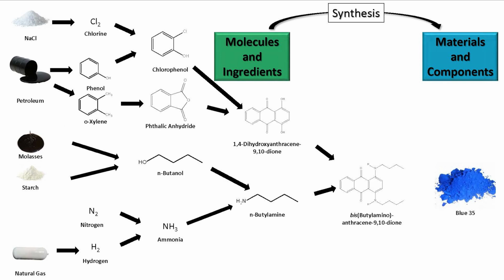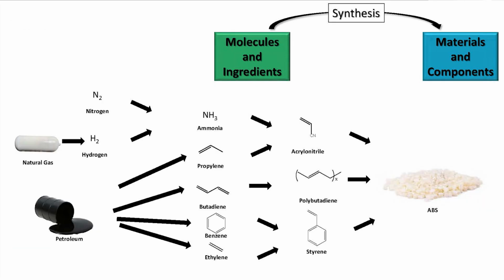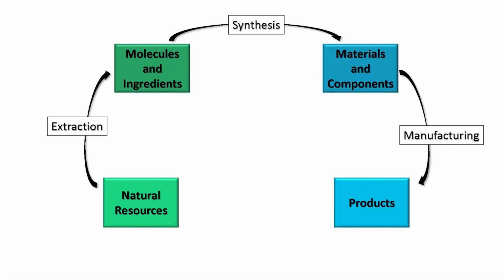Or we can take some ore and some petroleum, make this dione, and then take some biomaterials and natural gas and make this amine, put them together and make a dye. Or we can take some materials and make a polymer. This is that step of synthesizing from the natural resource extractions and molecules. Now we've got these materials. What do we do next?